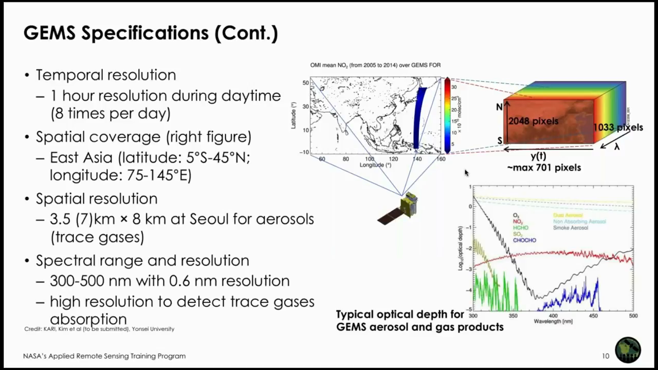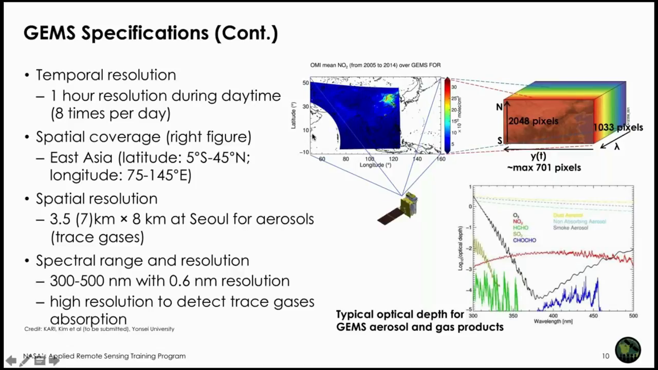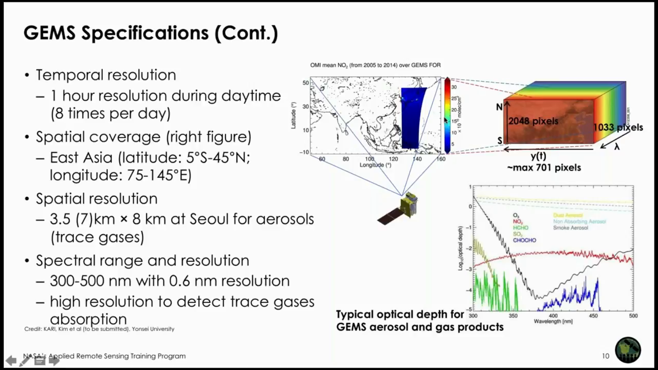GEMS also has a 1 hour temporal resolution during the daytime, so 8 times per day from 9 to 16 local time. And we can see hourly NO2 retrieval results over East Asia, like here.